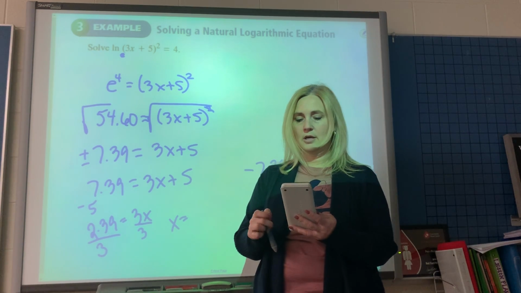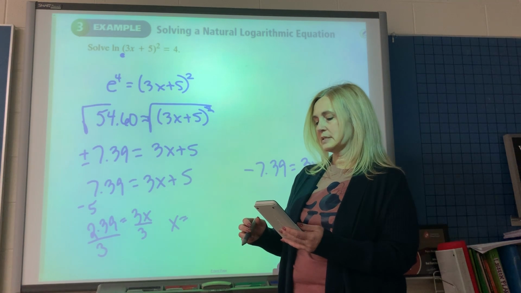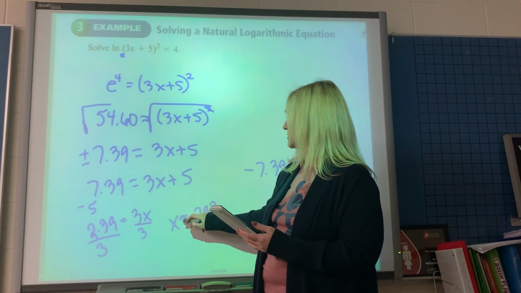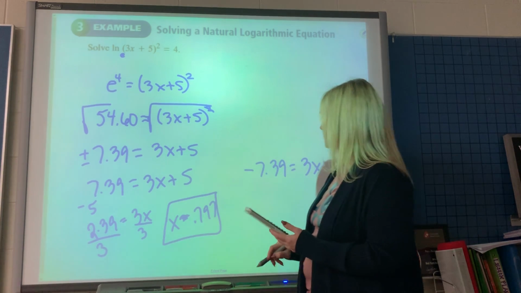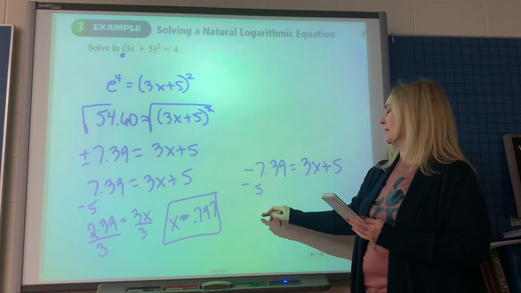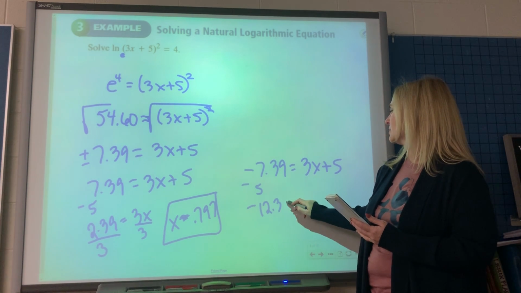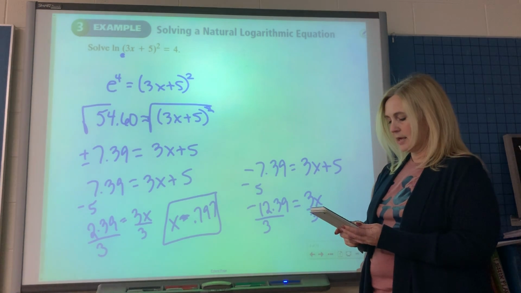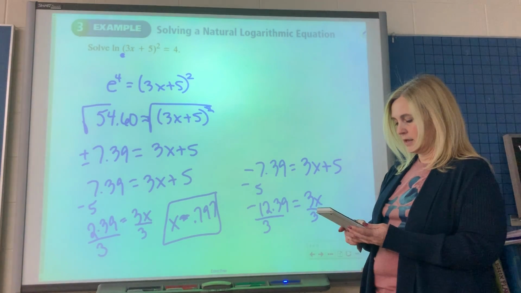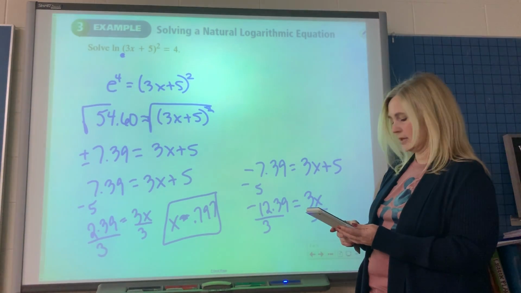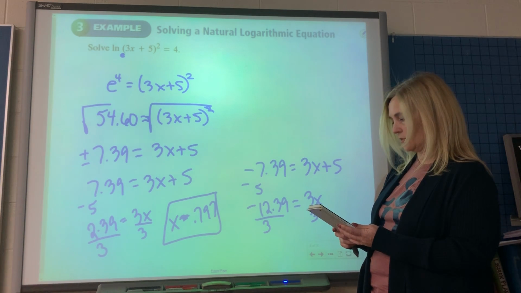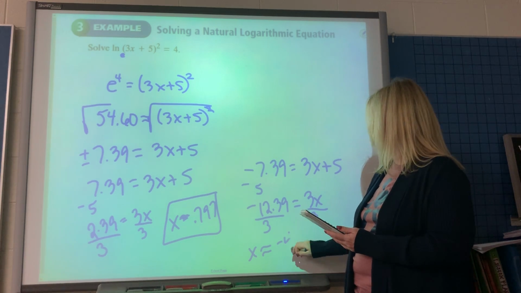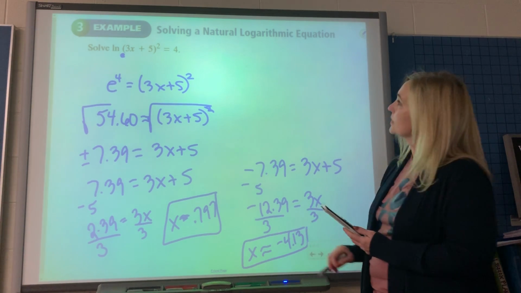I miss my helpers out there doing this part for me. 0.797. It's approximately 0.797. So that's one answer. And then this one we have to minus 5. We get negative 12.39 equals 3x. Divide both sides by 3. Negative 12.39 divided by 3 is 4.13. x is approximately negative 4.13. Those are the 2 answers that we get.